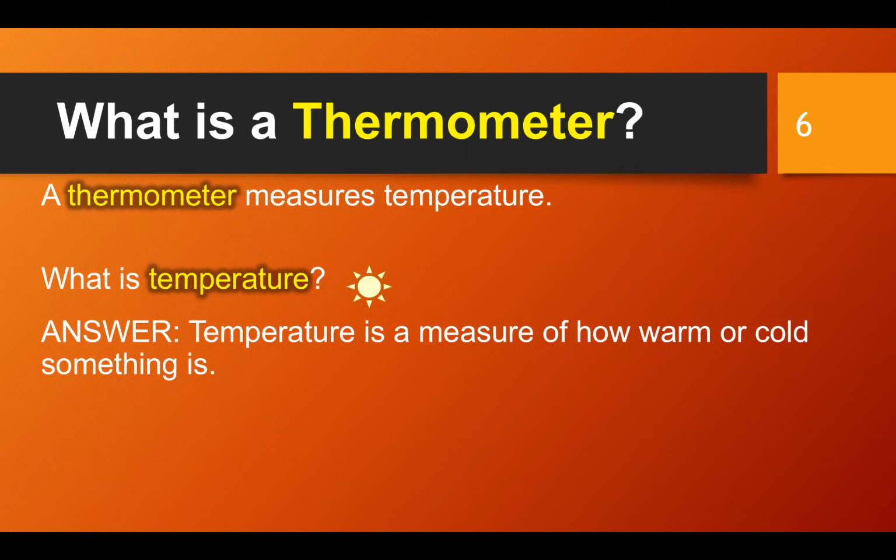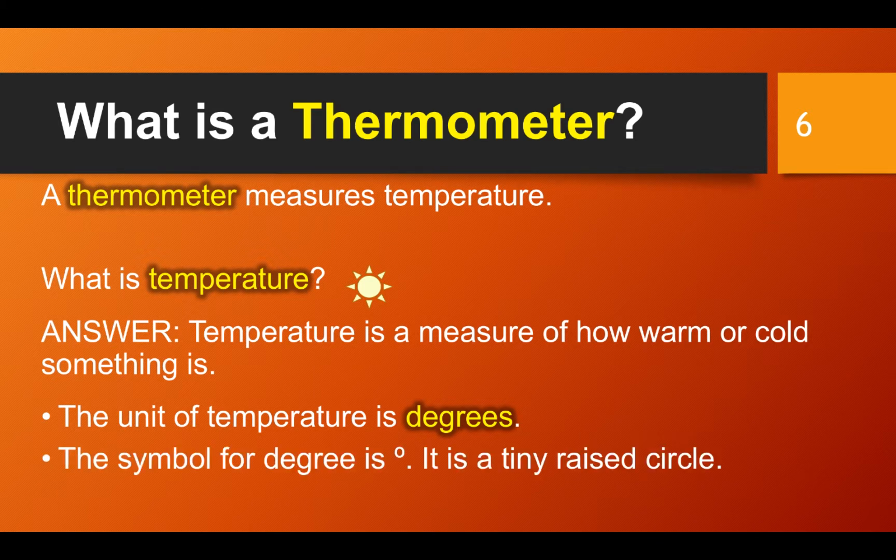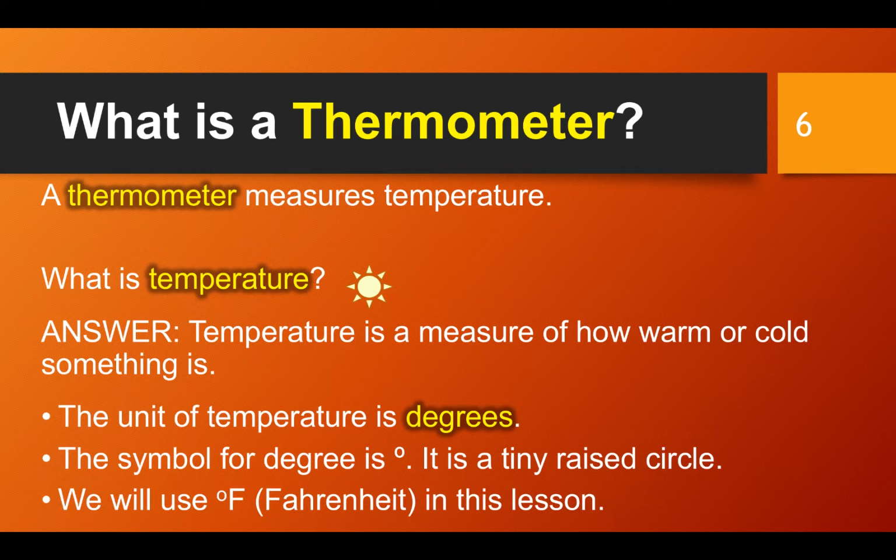The answer is temperature is a measure of how warm or cold something is. The unit of temperature is degrees. The symbol for degree is a raised small circle, a tiny raised circle, and in our case we're going to be using degrees Fahrenheit in this lesson.